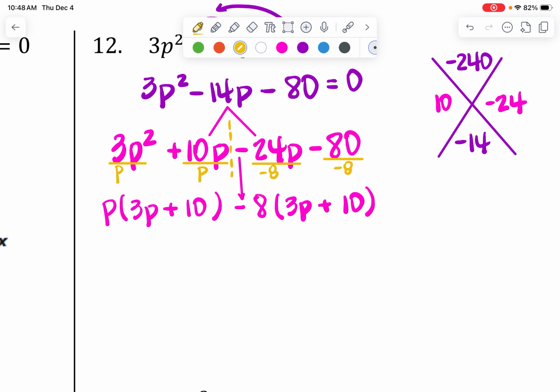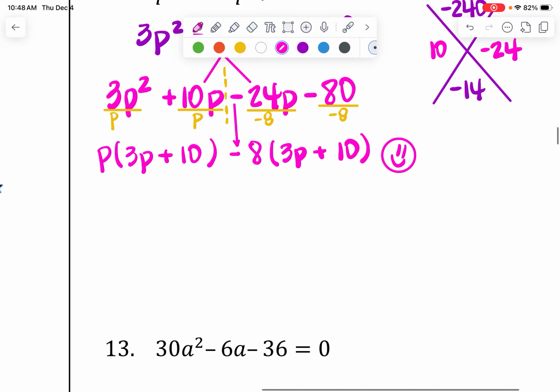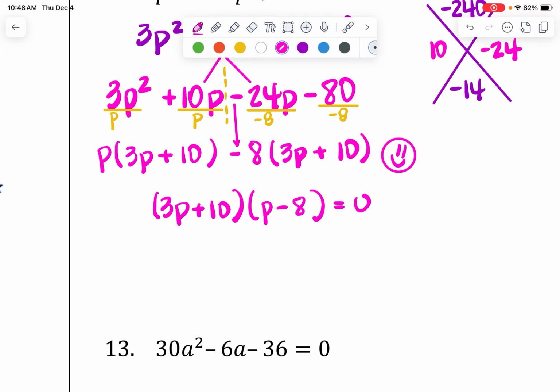If you accidentally just divide by negative 2 or negative 4, then your parentheses are not going to be the same, and you'd be like, oh, there's a bigger GCF. So that wouldn't be that big of a deal. All right, I'm going to put my little smiley face because my parentheses are the same. All right, so now I have 3p plus 10 in common, so I'm going to take that out as the GCF, and then p minus 8 becomes our second factor. And then, of course, we're done factoring, but we're not done solving.